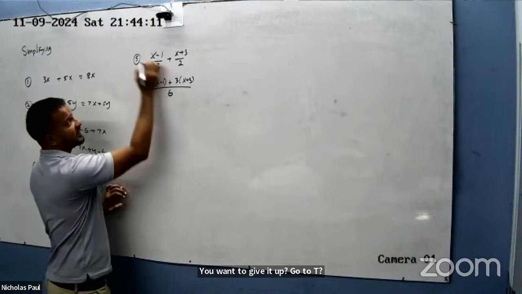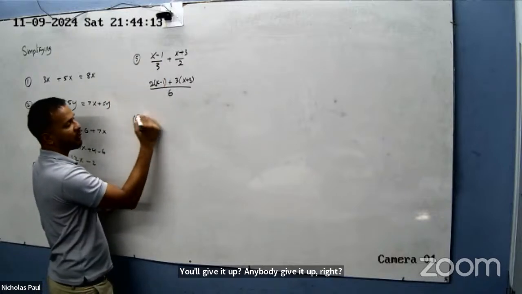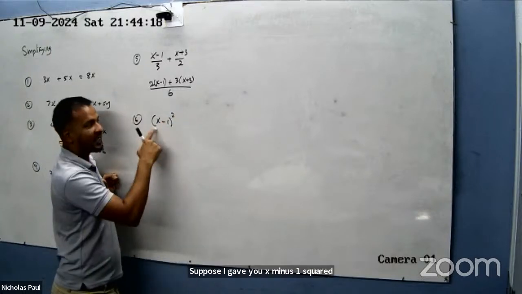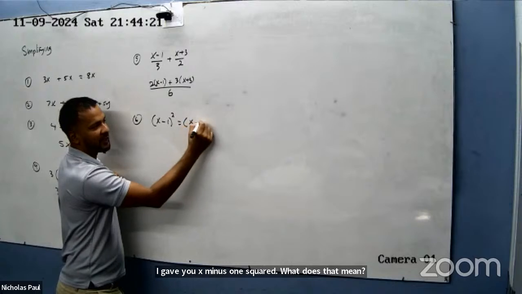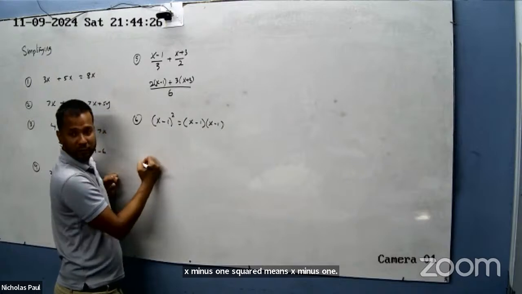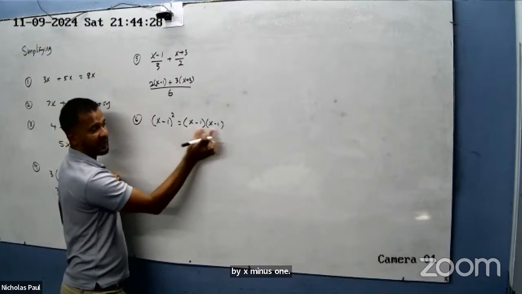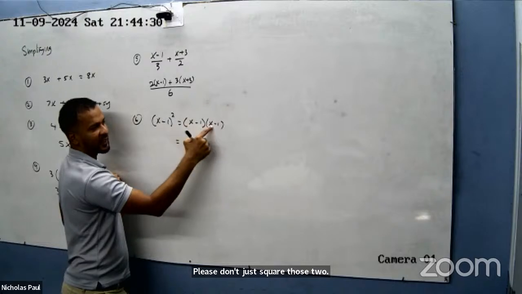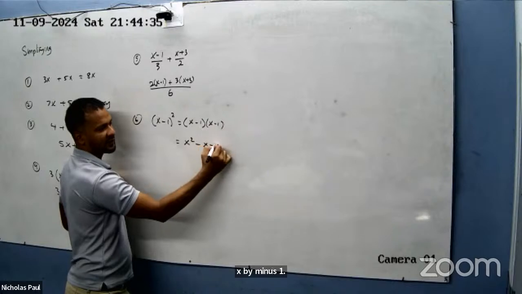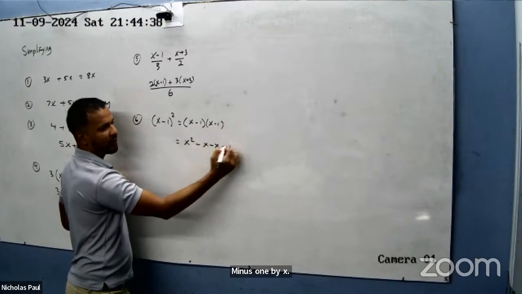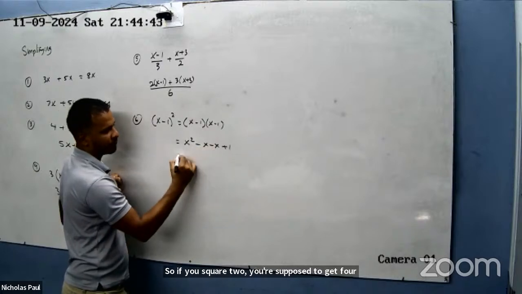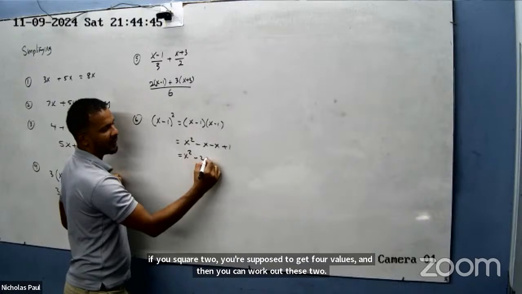Okay, so these are some of the simplifying. I want you to remember this as well. Suppose I gave you x minus 1 squared. What does that mean? X minus 1 squared means x minus 1 by x minus 1. Please don't just square those two, right? Multiply this by this. How are we doing this? X by x, x by minus 1, minus 1 by x, minus 1 by minus 1. So if you square 2, you're supposed to get 4 values, and then you can work out these two. X squared minus 2x plus 1.